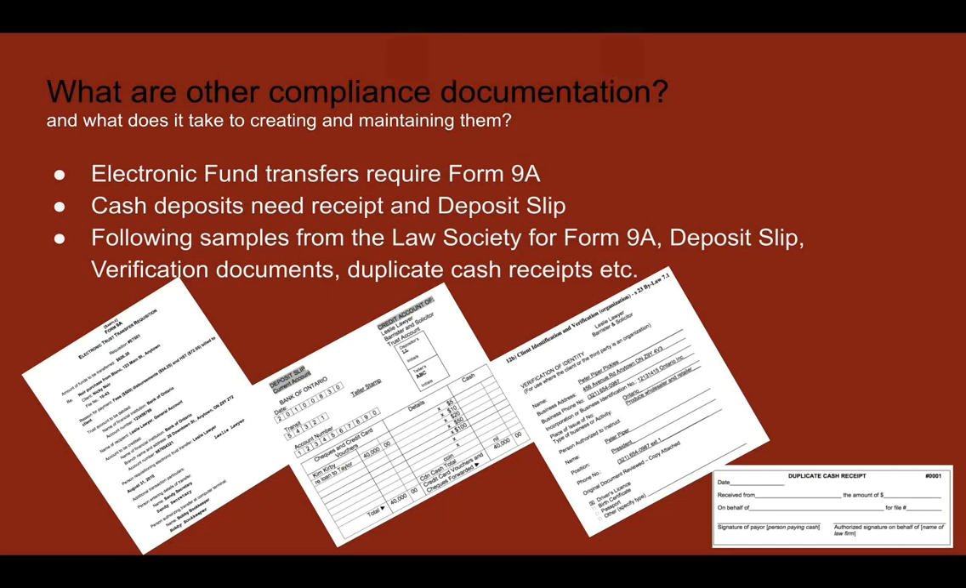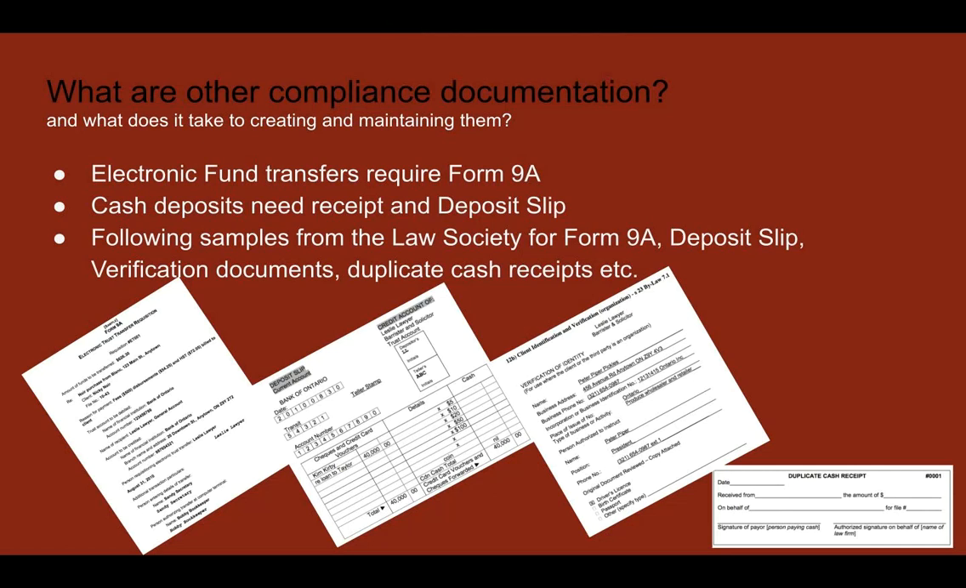The electronic fund transfers require Form 9A, where you have the bank information, client information, and also the reason for the payment, whether it was an invoice for legal fee, billing, or any other disbursements, etc. There are also cash deposits, any receipts or deposit slips that you need to generate, and Form 9A, deposit slips, other verification documents, and duplicate cash receipts, as you all see here at the bottom.